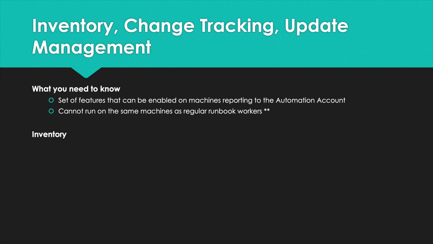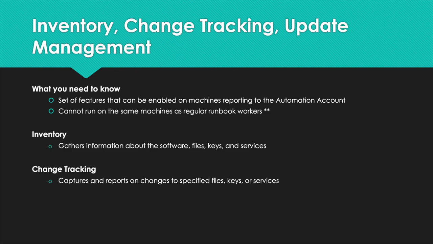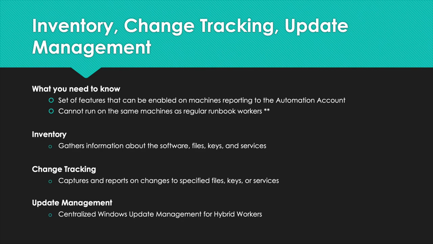Inventory gathers information about the software, files, keys, and services. Change tracking captures and reports on changes to specified files, keys, or services. And update management is a centralized Windows update management for your hybrid Runbook workers. You can have scheduled and targeted update install options. Think of this as automated WSUS implementation for your hybrid Runbook workers.